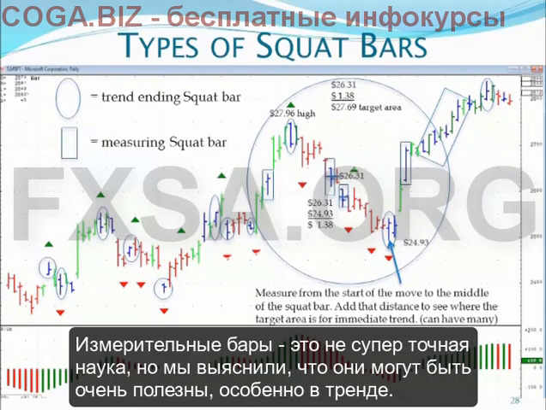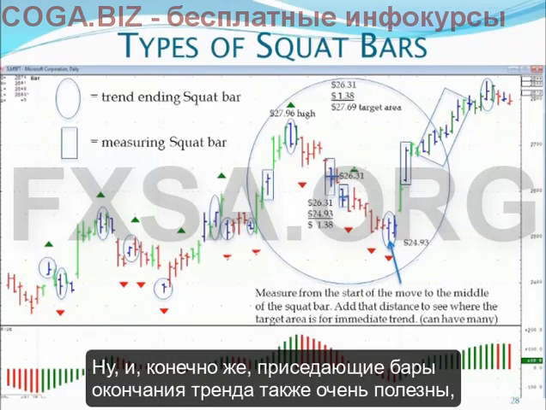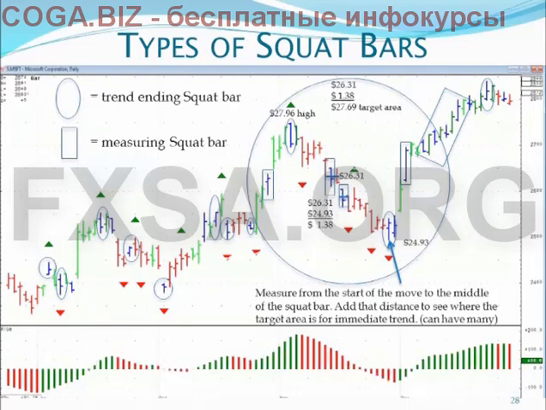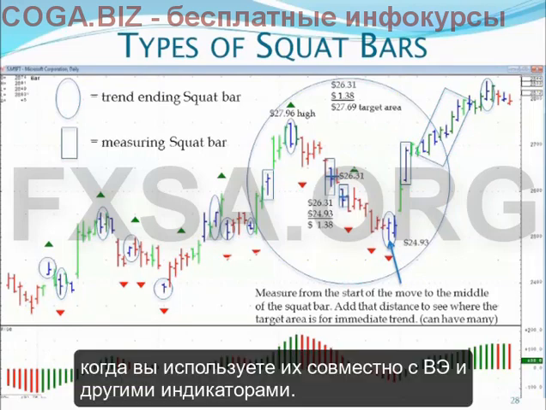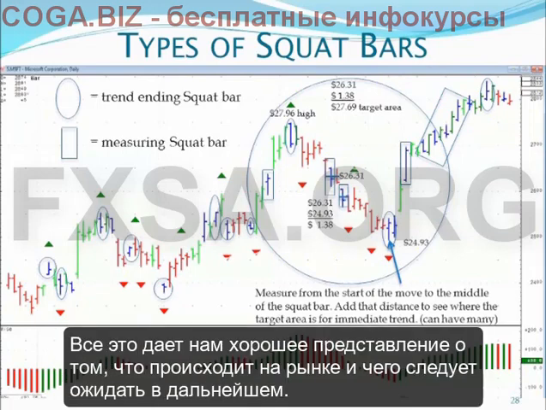So the measuring squat is not an exact science, but we have found that they can be very helpful, especially in a trend. And of course, the trend ending squat bars are very useful. When you add that with the Elliott wave and our other indicators together, it gives us a good idea of what's happening and what could be coming ahead.